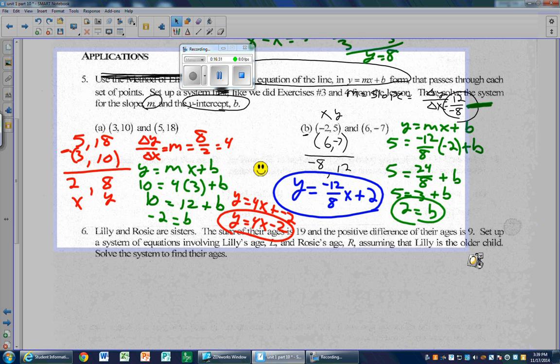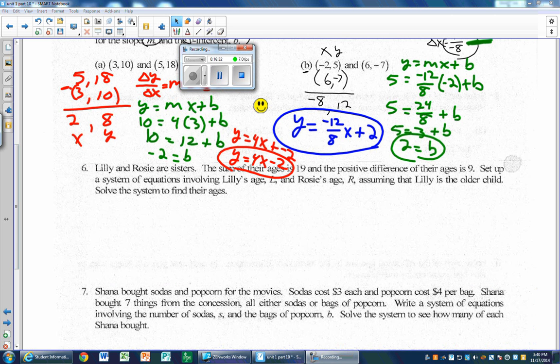What I want you to do now is read number 6 to yourself twice. Once you're done reading 6 to yourself twice, read it once to your partner, and then listen to your partner as they're reading it to you. If that's not done, make sure you hit pause. Now that that's done, I'm going to read it to you.